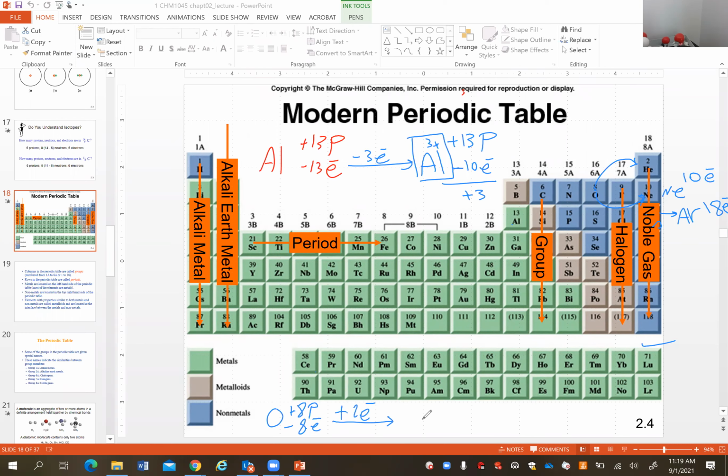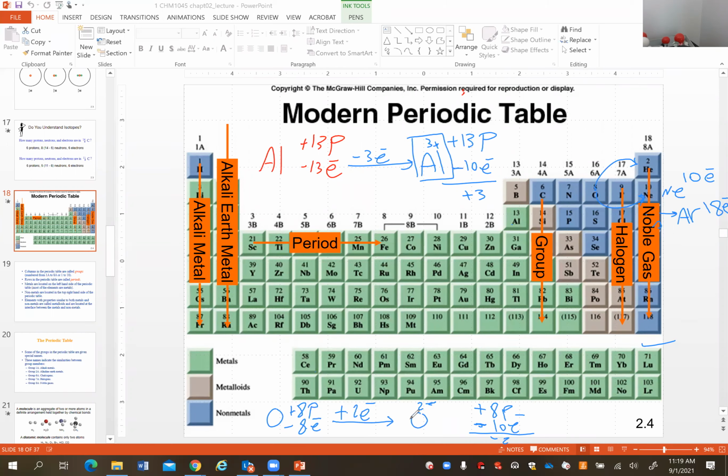And if it gains 2 electrons, then oxygen is still going to have 8 protons. And now with gaining 2 electrons, it's going to have 10 electrons. If you add these, it's going to give me -2, and that is going to be a 2 minus charge. Okay, so you have the 2 minus charge for the oxide.